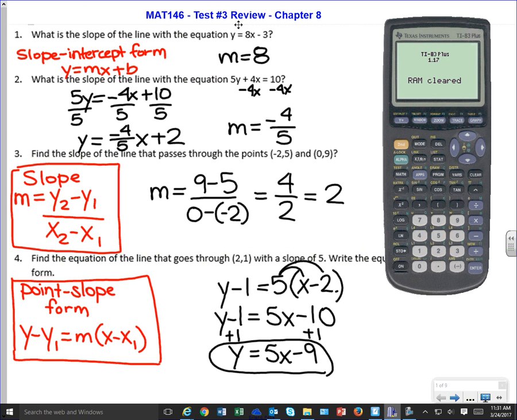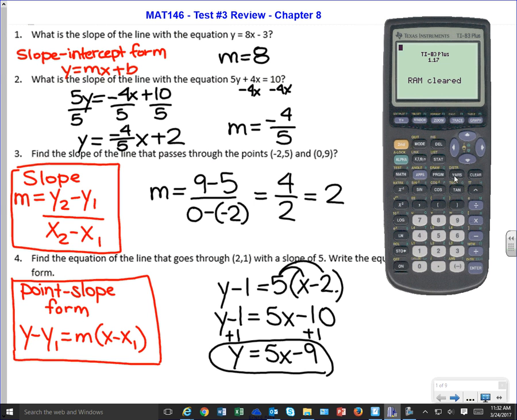Okay, so I'm looking at our Math 146 test number 3 review, just kind of to go through some of these examples because this kind of has everything that we've gone over in our Unit 3. So one of the things we discussed was that if you have 2 points, you can put those into your calculator and get the equation of the line, or like in this case, if you just need the slope, it would give you the slope.